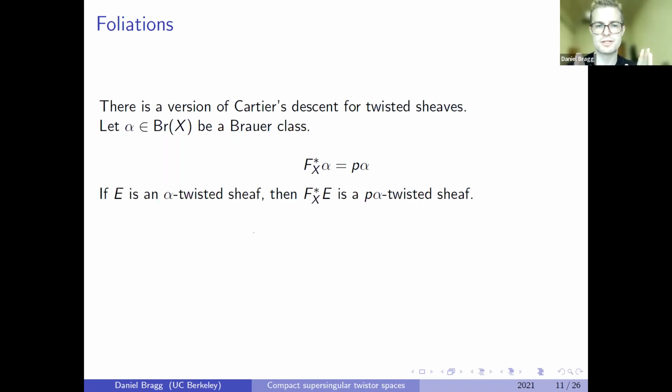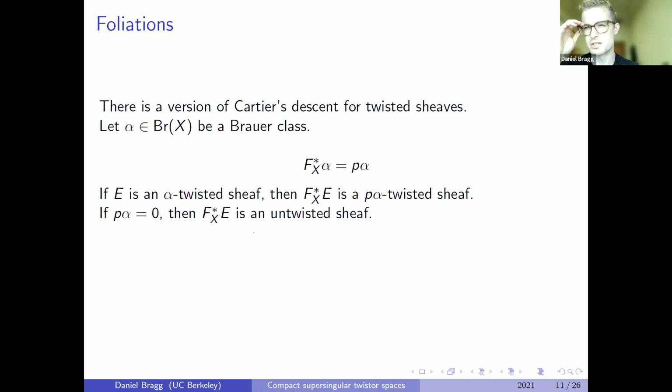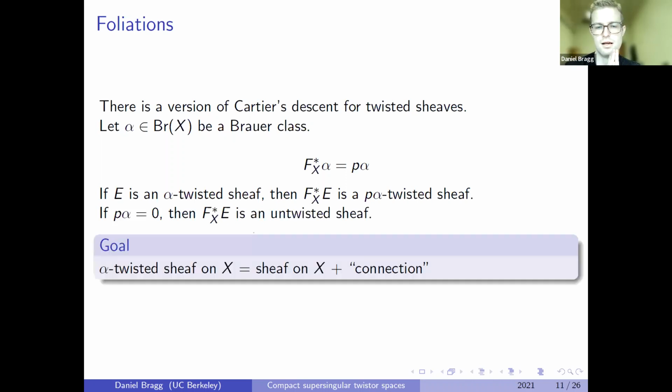Right, so what that means is if you have an alpha twisted sheaf on a variety, then the Frobenius pullback is a p alpha twisted sheaf. So in particular, if p alpha is 0, in other words, if alpha is p torsion in the Brauer group, then the Frobenius pullback is an untwisted sheaf. It's a 0 twisted sheaf. So I think that is pretty suggestive that there should be some kind of generalization of Cartier's descent result that should give you some kind of equivalence between alpha twisted sheaves on X and something like sheaves on X with some kind of connection, under the assumption that alpha is a p torsion class in the Brauer group.